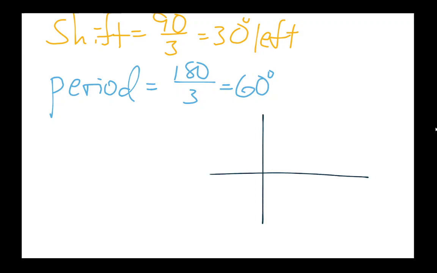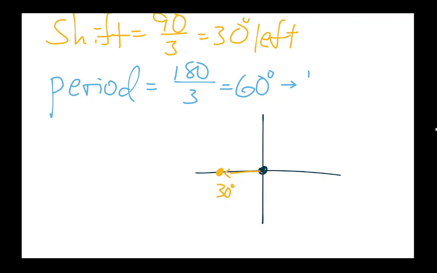Well, we have to think about where the original tangent graph starts, and then, of course, shifting 30 degrees to the left. We're talking about the starting point, where the original y-intercept is now in that position. Now, the period is always going to be the total distance between the asymptotes of a tangent graph.